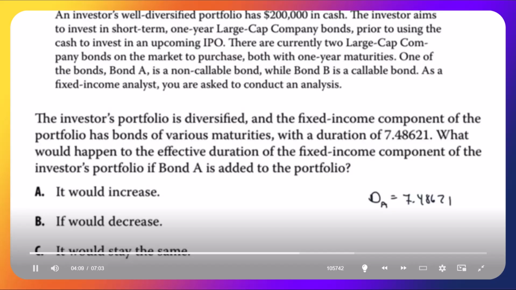The investor's portfolio is diversified, and the fixed income component of the portfolio has bonds of various maturities with a duration of 7.48621. What would happen to the effective duration of the fixed income component of the investor's portfolio if bond A is added? Remember, bond A had a duration of 7.48621. They're the same. Wouldn't matter. You wouldn't change a duration because you're adding something with the exact same duration. So it would stay the same.